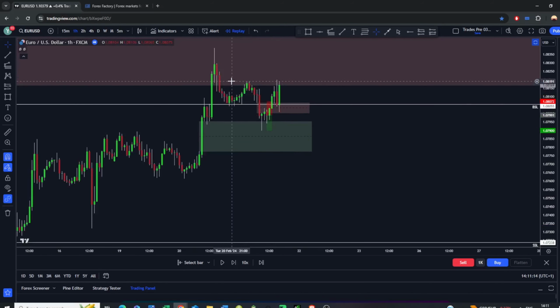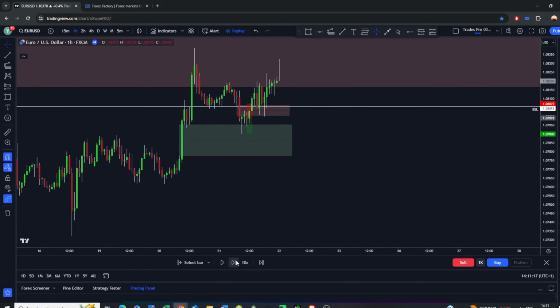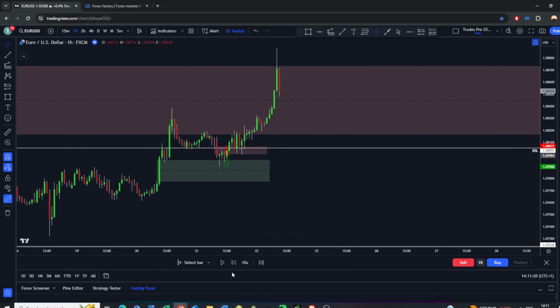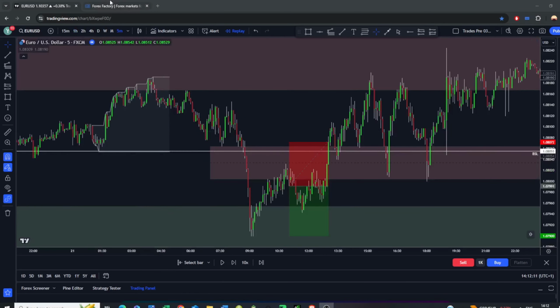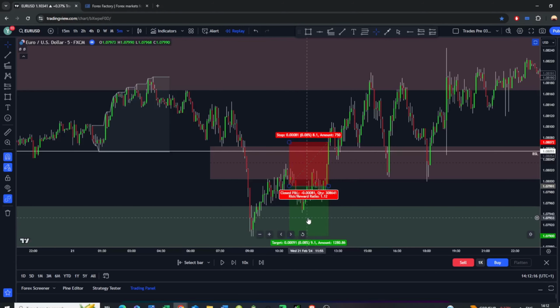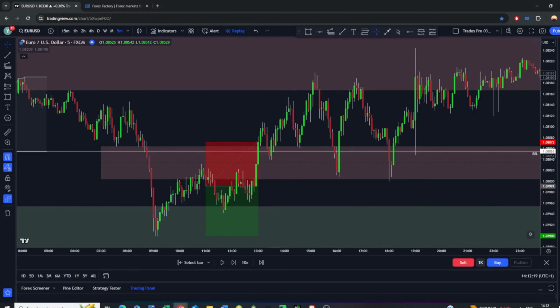Eventually price comes up to these highs, takes out liquidity, and it continues higher. We also have FOMC news coming out at 7 p.m. and the trade is at 12 p.m., so not an ideal time to trade either.